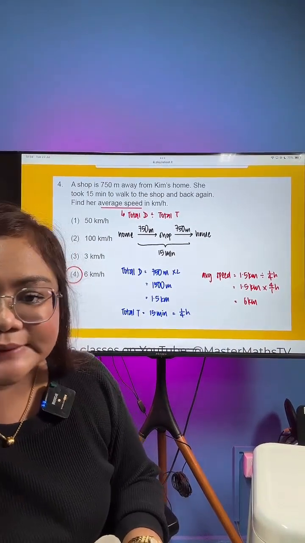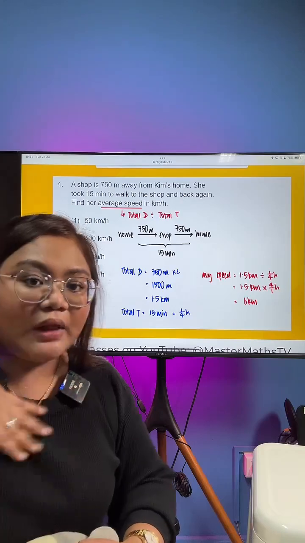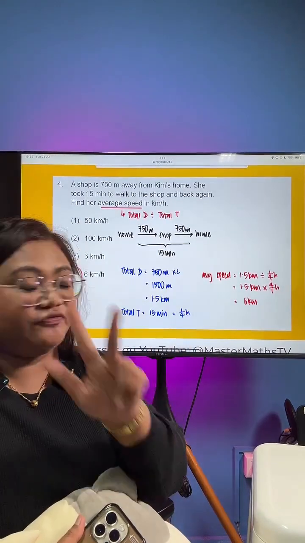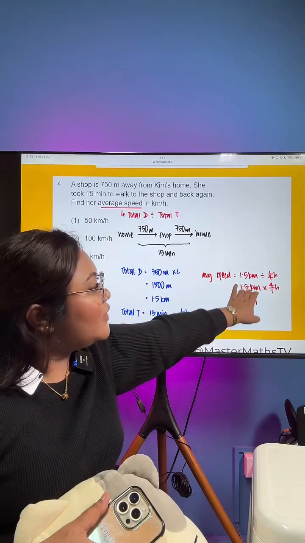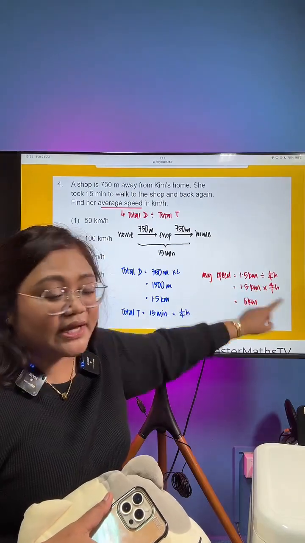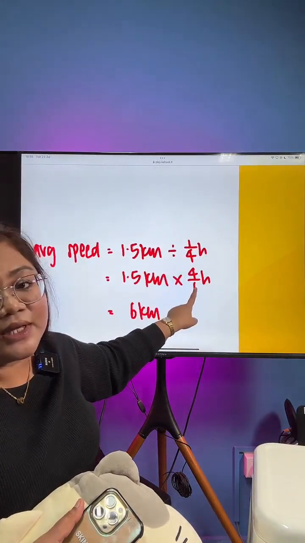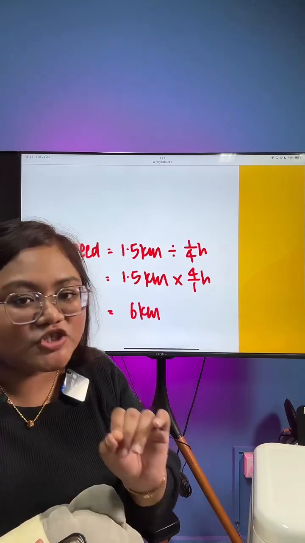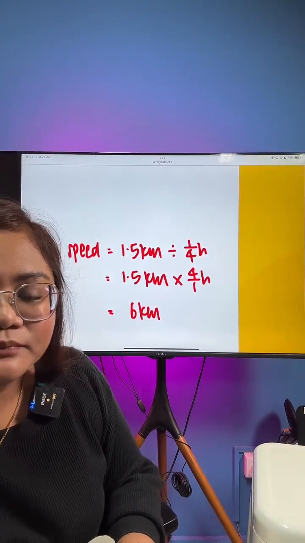KCF is keep, change, flip. When we do fractions division, we will keep the first guy, change the divide into a times, and then flip the second guy, which is 1/4, we flip it to become 4/1. That is how we do fractions division, okay? So KCF. Any other questions here?